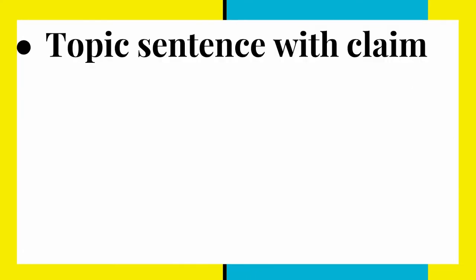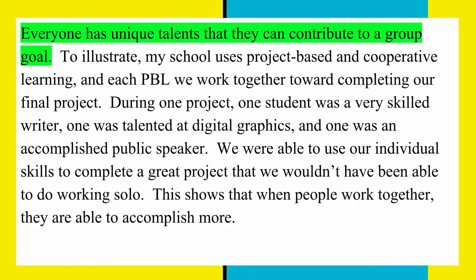So the parts of your body paragraph, the very first thing you need is a topic sentence with a claim. So this is sort of like your thesis statement, but it is a supporting detail to support that thesis statement. And in my paragraph, I have everyone has unique talents that they can contribute to a group goal. So this is a supporting detail that I'm using to support what I'm claiming in my thesis statement.